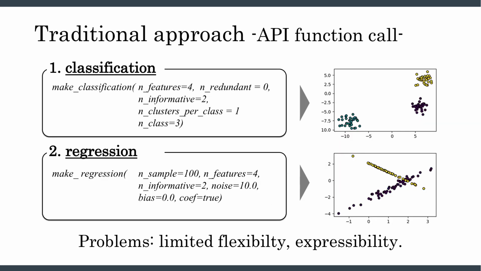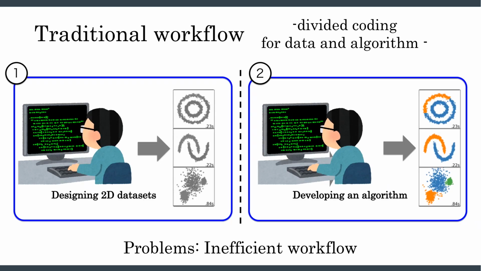Traditional approach for generating test data is to use API function calls such as make regression and make classification. However, these text-based methods are difficult to understand and lack flexibility. Traditional workflow is divided into data generation and execution of statistical modeling. The user first writes a code for executing statistical modeling. The user then writes a code for data generation. After observing the result, the user either modifies the statistical modeling code or data generation code. This division makes the trial and error process inefficient and difficult.